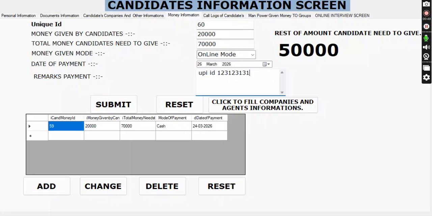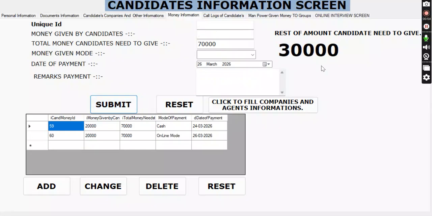Then this is the data. And then submit this. So our remaining amount is 30,000. 70,000 is the total amount the candidate has to pay. He paid 20,000, 20,000, 40,000. So 70,000 minus 40,000 comes to 30,000 he has to pay.